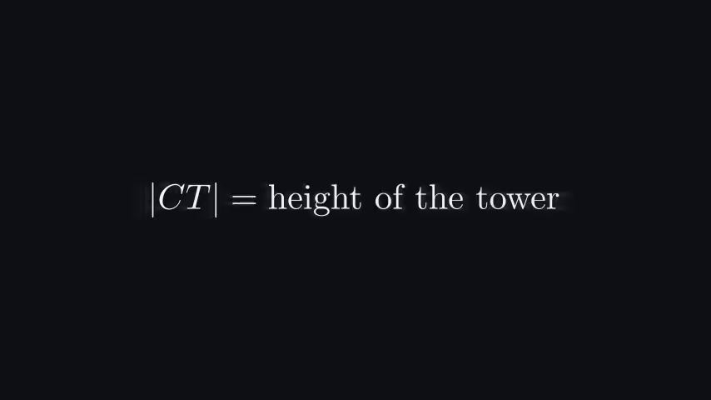Now draw the tower vertically upward from C. Let the top of the tower be T. The full height of the tower is the distance from C to T. Length of AB equals 60 m. Length of BC equals 12 m.